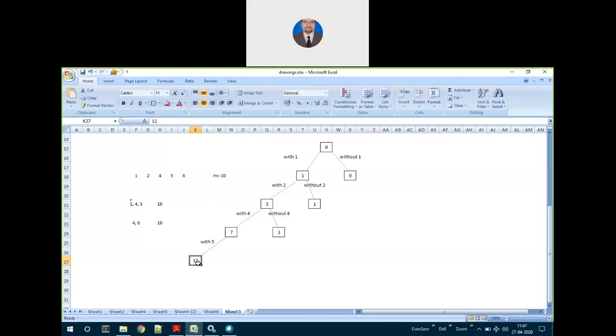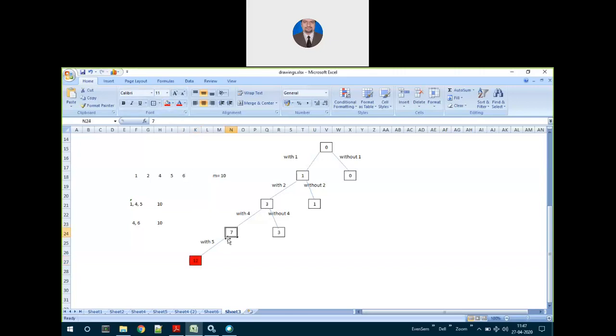But what is the solution? I should get the solution exactly where m is equal to 10. But what weight am I getting here? 12, which is not the given solution, because the sum should exactly become 10. But here it is more than 10. So this is not the solution. There is a dead end over here. So I cannot go with this one.